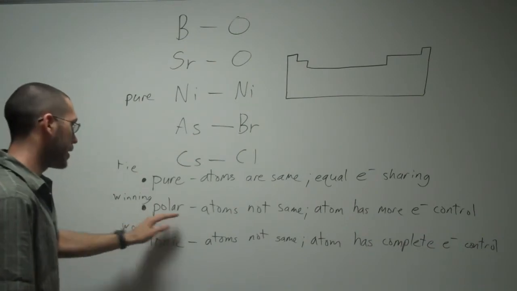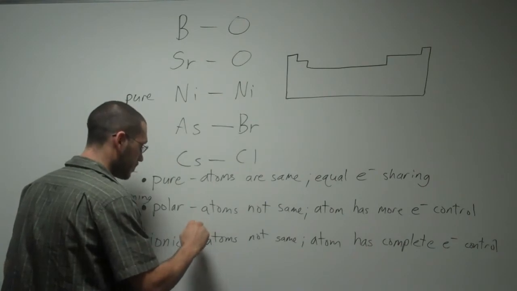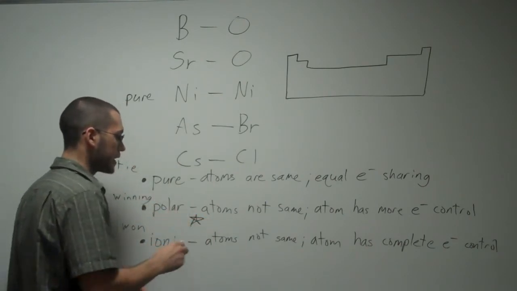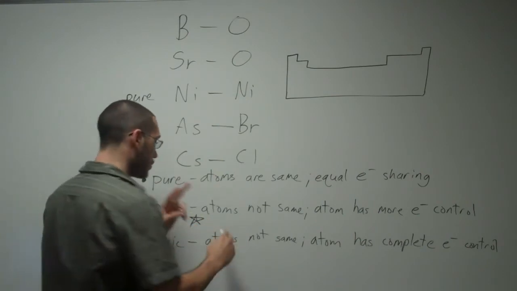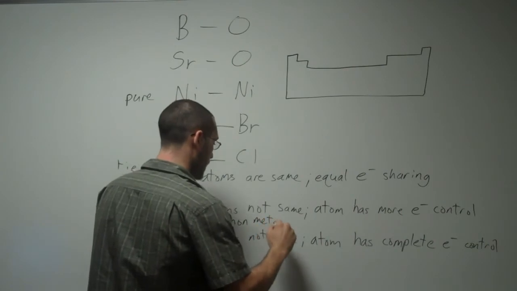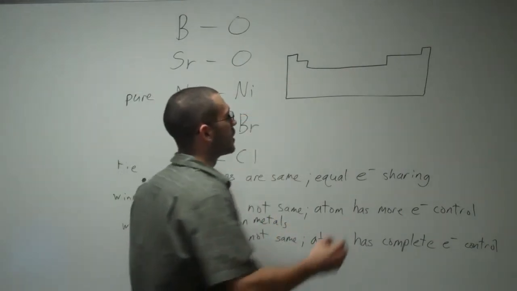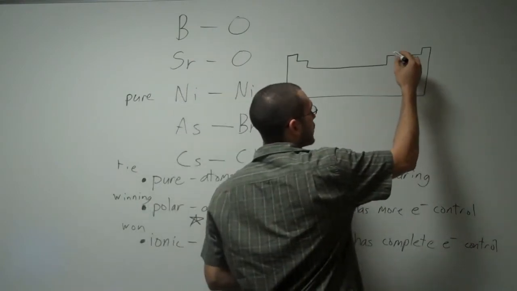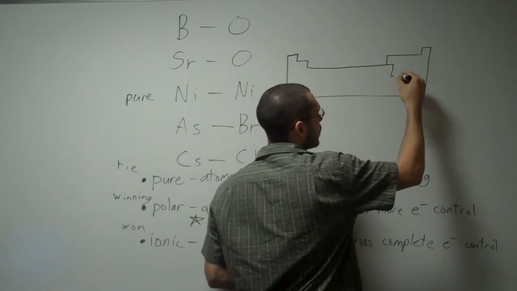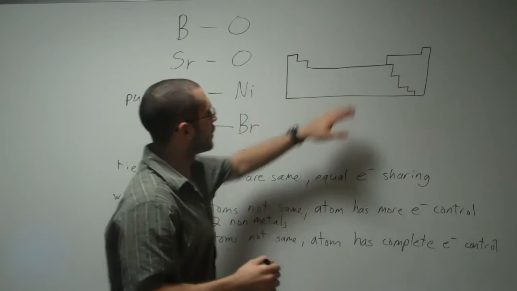Polar is a bond between, now here's the big guy, here's the star of this whole question. A polar bond is one between two nonmetals. How do we know what's a nonmetal? Check out my handy-dandy periodic table. Nonmetals are going to be found over here.